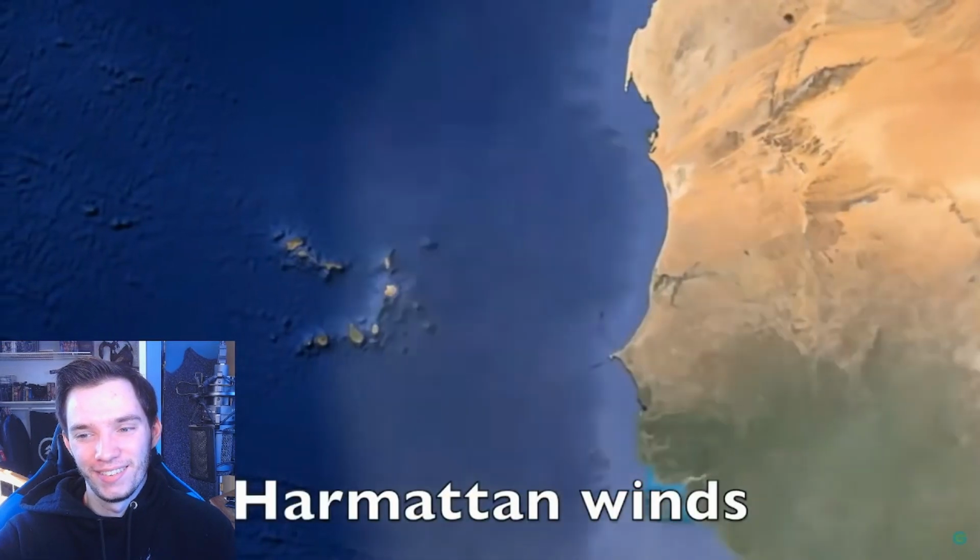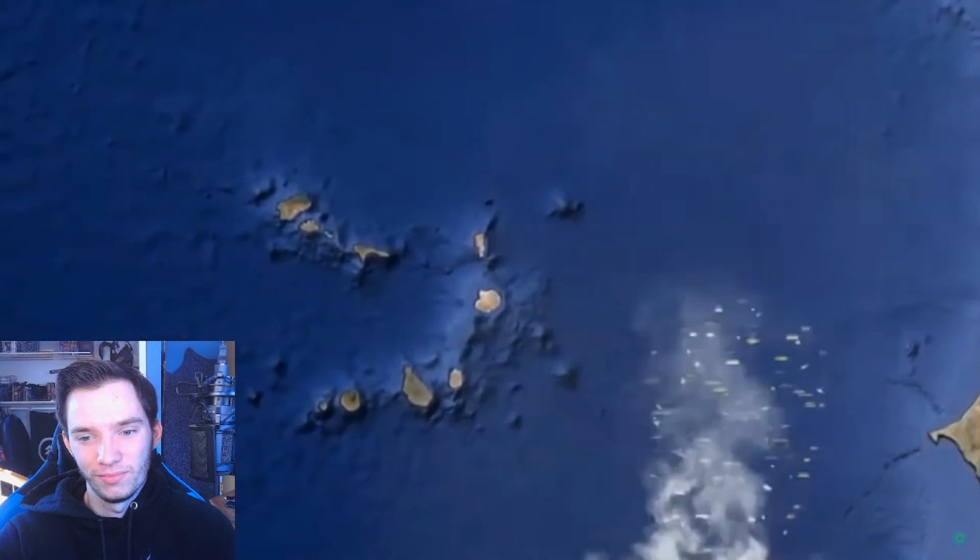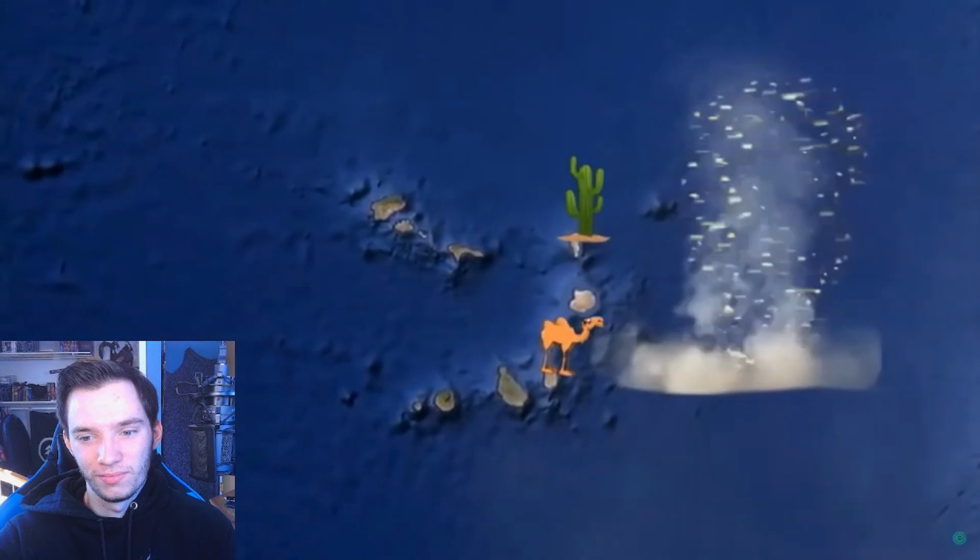All right, cool. The thing is, the hot, dry, eroding Harmattan winds meander all the way off the coast and sweep across the easternmost islands of Cape Verde. That's why these 3 islands are dry and desert-like.